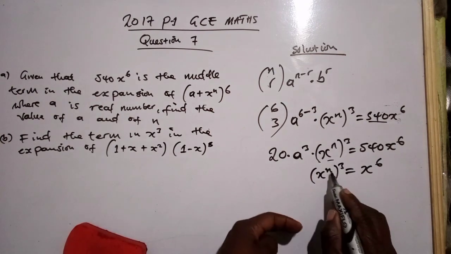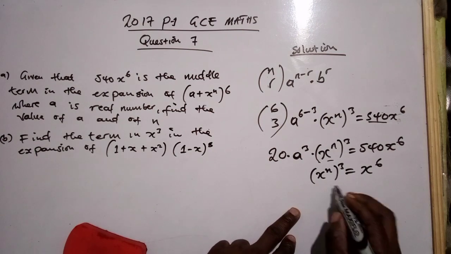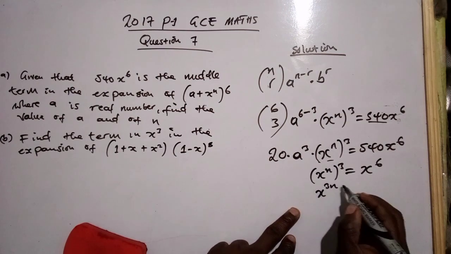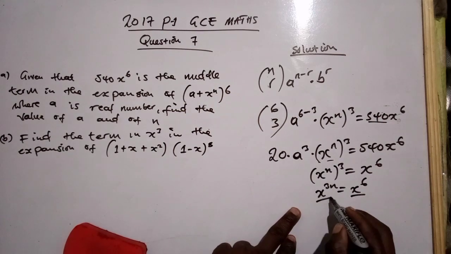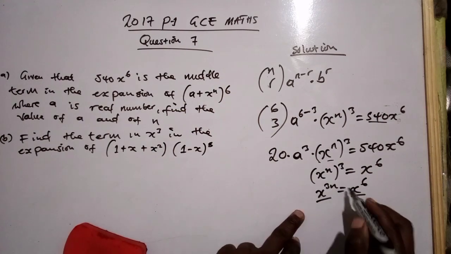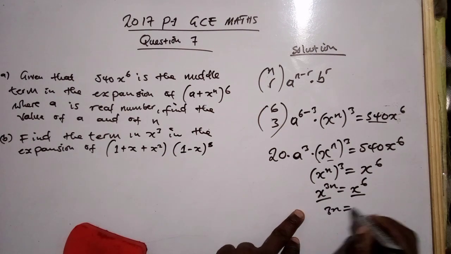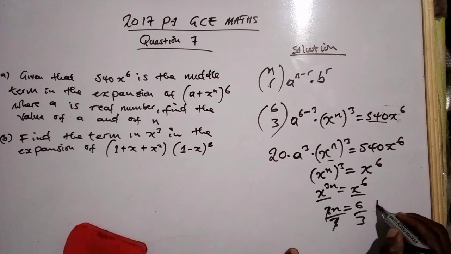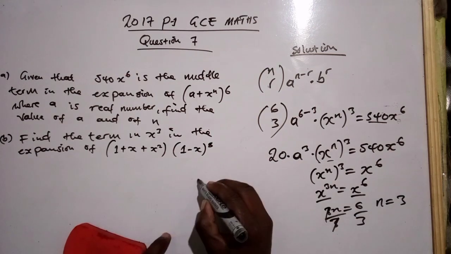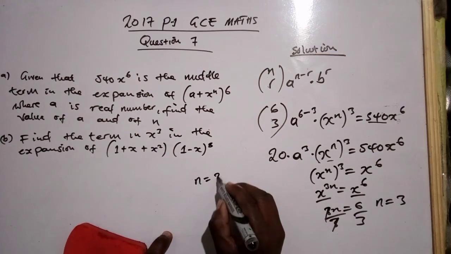If you multiply n times 3, you are going to have x to the power 3n, which should equal x to the power 6. These are the same, so that means 3n equals 6. Then you divide by 3, so our n is 3.